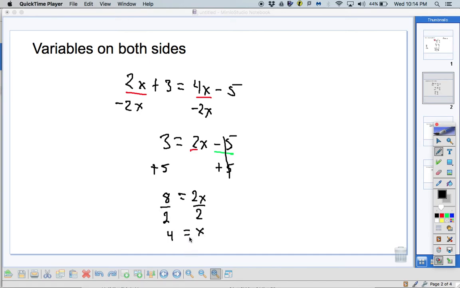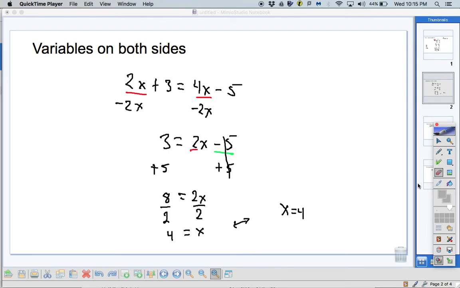So in this case, 4 equals x, and it's written backwards, and that's perfectly okay. It means the same thing as x equals 4. So 4 equals x, x equals 4. These are interchangeable. They mean exactly the same thing. So this is an example of variables on both sides.